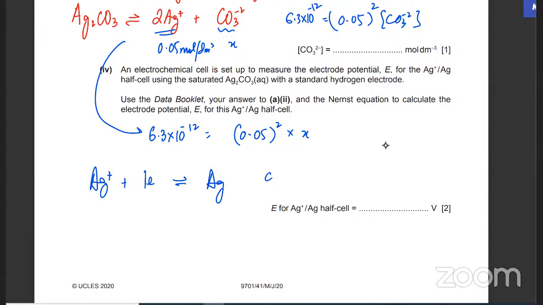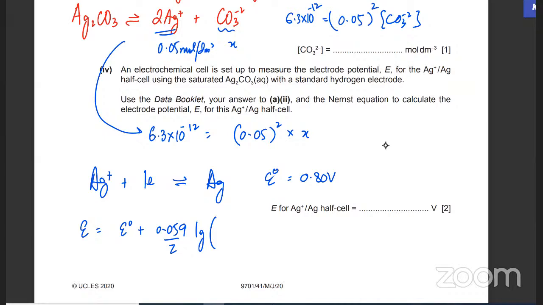Okay, E naught is 0.8 volts. This is from the data booklet, right? Okay, what is the Nernst equation? The Nernst equation is that the new potential is the old potential plus 0.059 divided by Z, the number of electrons, times log of oxidized species over reduced species.